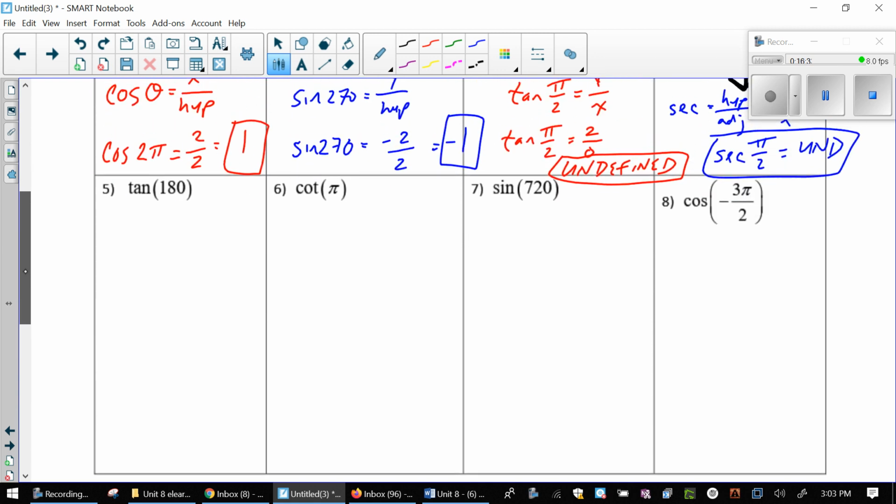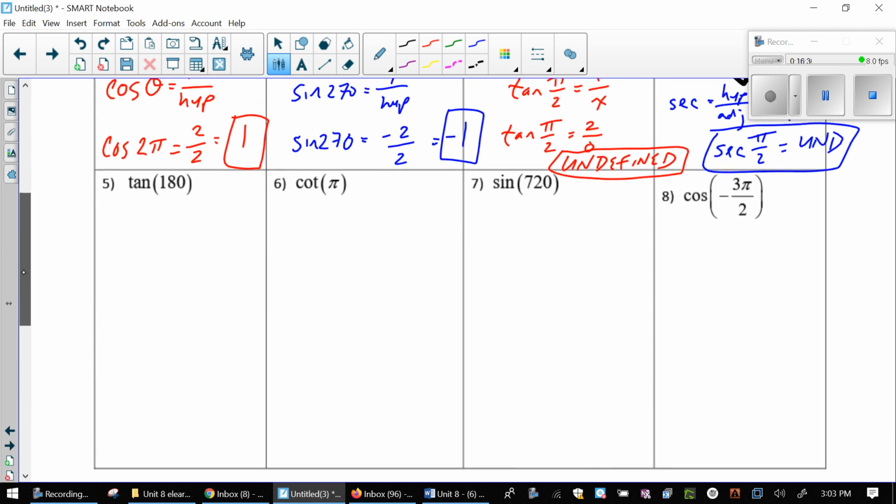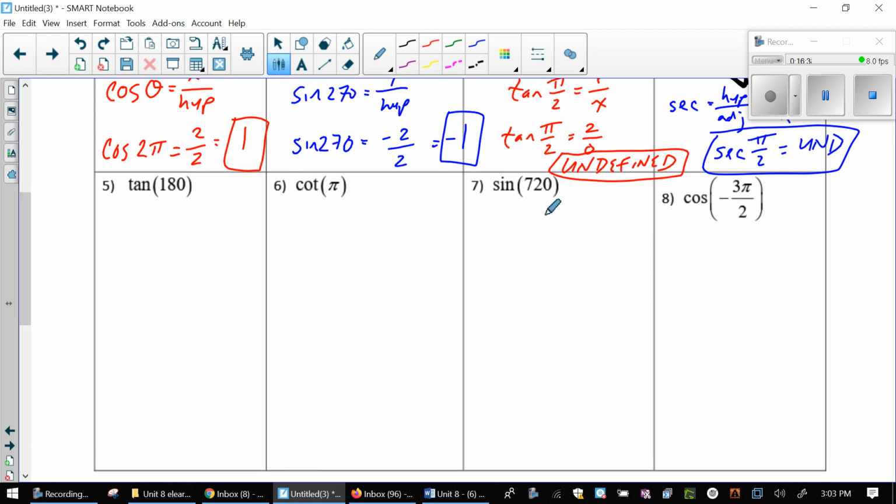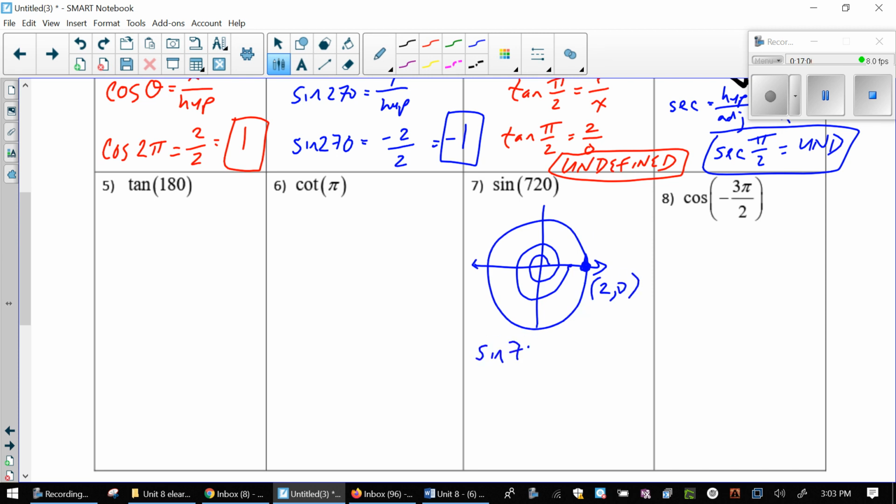All right, so there's a few more here. Let's see if any of these look different. They're all really similar. 720, remember, we can have coterminal angles. 720 is going to loop around. There's 360. It's going to loop around again. There's 720, it's going to end up right here. So really, when you do that unit circle, we just care about the coordinates of that point. And that's going to be at 2, 0. And we want sine. So sine of 720. Sine is going to be our y-coordinate over our hypotenuse, which is 2 in this case. So it's going to be 0 over 2, or 0.